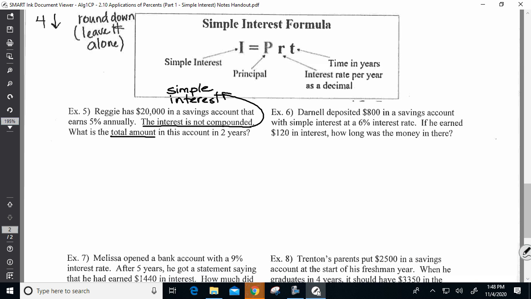What is the total amount after 2 years? So that brings us to total amount. The total amount is the principal, which is what you started with, plus the interest that you got on that account. So it's principal plus interest.